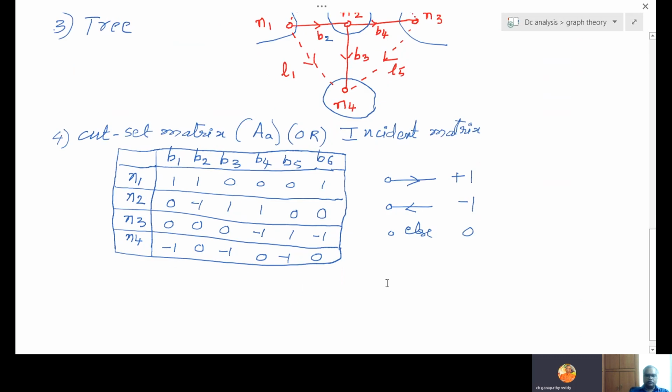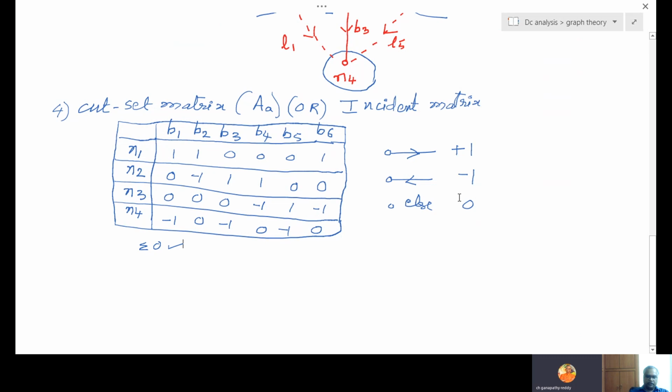So vertically, total summation should be 0. Column wise, if you add vertically, summation will be 0. So 1 minus 1, 0, 1 minus 1, 0, 1 minus 1, 0. Everywhere vertically, if you add, you should get 0. That's a cross check. So we are cutting each node. Number of nodes are N1, N2, N3, N4. Number of branches are B1, B2, and so on, B6. So this is how we write cut set matrix or incident matrix.